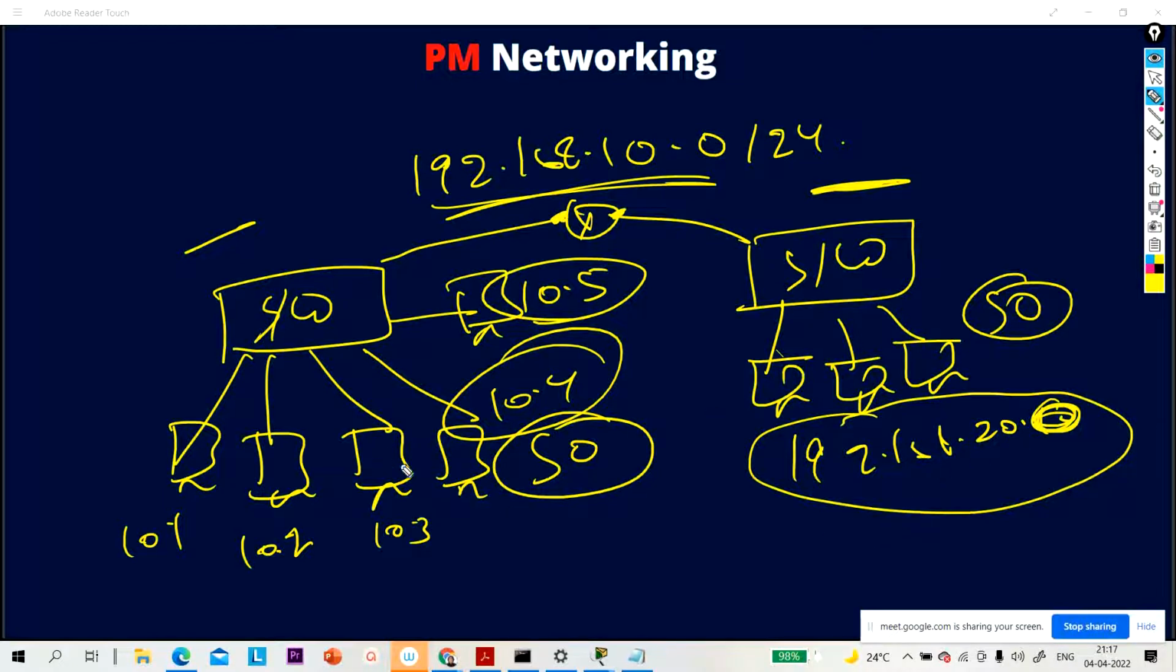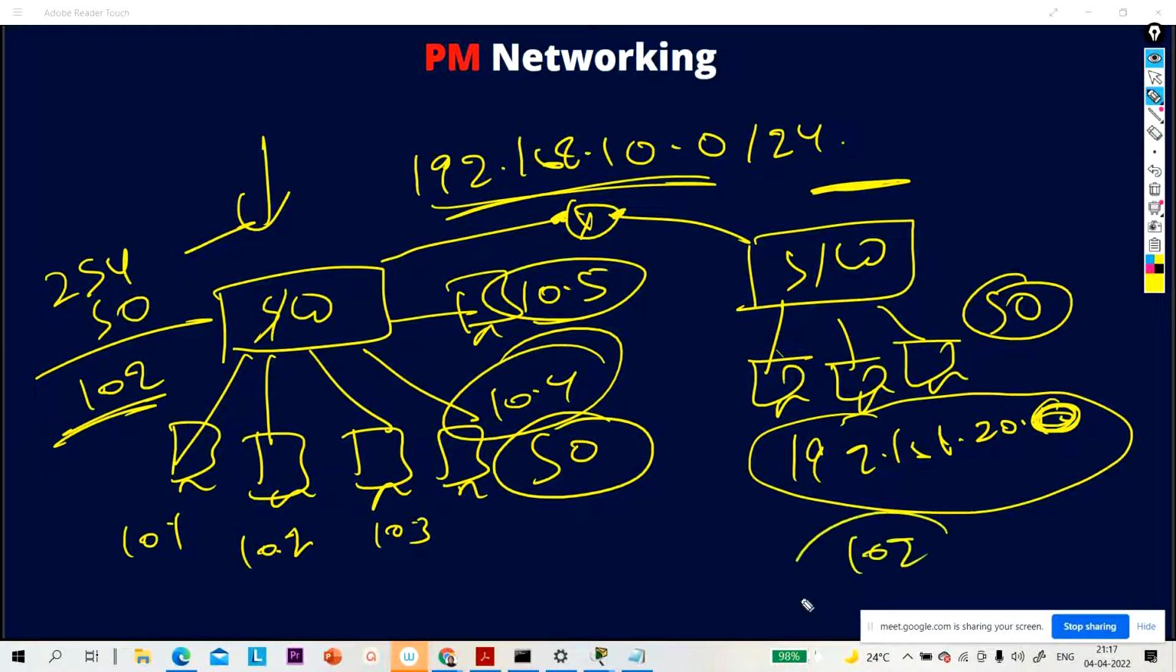So guys, here how many IP addresses am I wasting in this network? I will get 254 and I am using only 50, so I am wasting 204. In the same way, I am wasting IP addresses over here as well. Already we have a shortage of IPv4, and I am wasting. So to reduce this wastage of IPv4, we come up with subnetting.